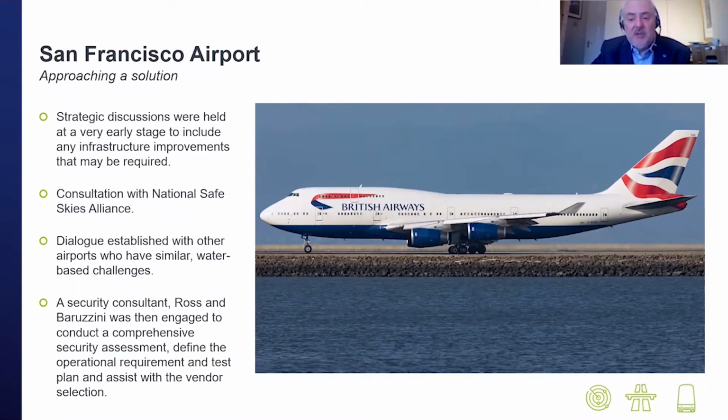And these challenges led the airport authority to employ a specialist security consultant who'd already got extensive airport experience, and they also engaged with the National Safe Skies Alliance organization in the US, which had already conducted research into waterfront perimeter security. What they also did was contact some other airports with similar challenges. A couple of these were notably Schiphol Airport and John F. Kennedy Airport in the US.